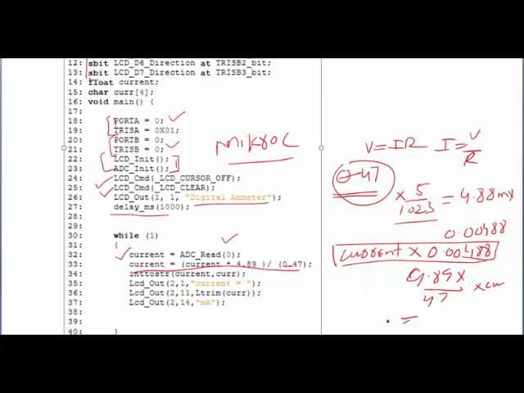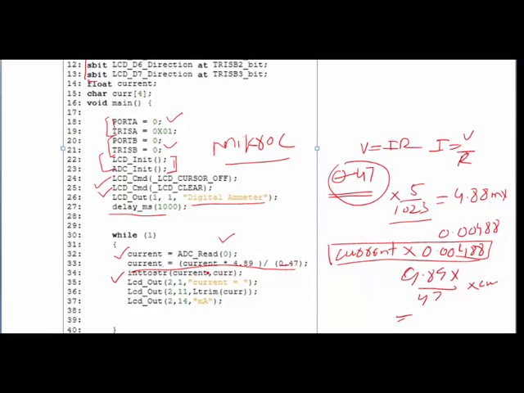So this will give us the current, and using this function we are converting the current into a string, because we can only display a string on the LCD, and this is all just to display the current on the LCD. So this is all about the digital DC ammeter.